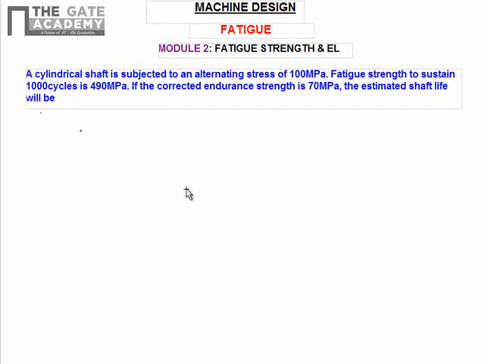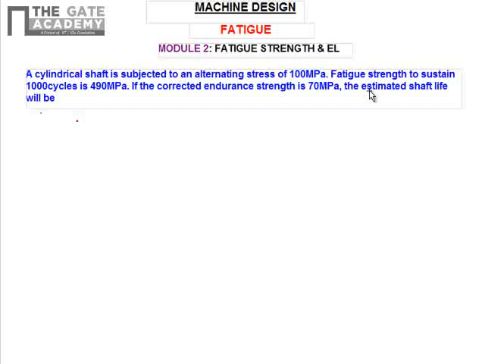We'll try to solve one more problem. A cylindrical shaft is subjected to an alternating stress of 100 megapascal. The fatigue strength to sustain 1000 cycles is 490 megapascal, and if the corrected endurance strength is 70 megapascal, the estimated shaft life will be.